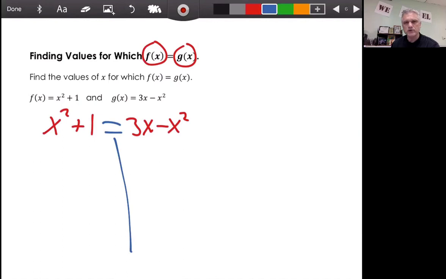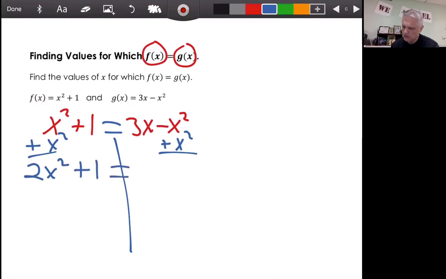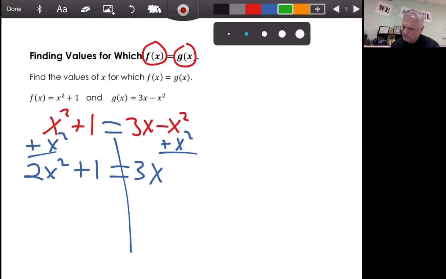I see x squareds, right? And these do not cancel because one of them is positive and one of them is negative. So I'm going to have to add x squared here. So what is 1x squared plus 1x squared? That's 2x squared. Plus 1 equals 3x. So we got x squareds and we got x's. I think we need to get 0 on one side. All right. So I'm going to subtract 3x.